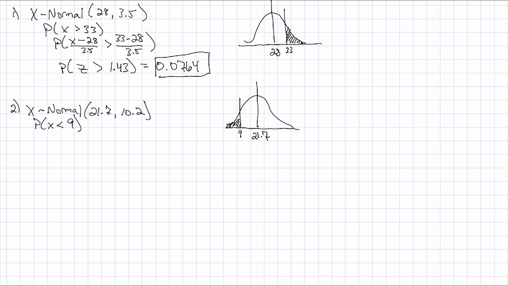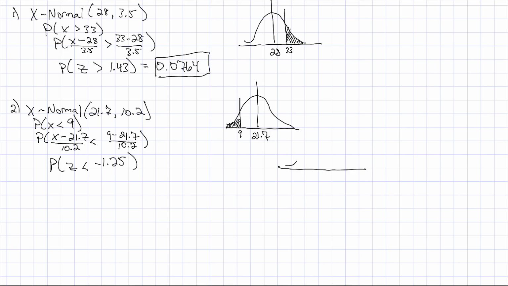Again, our population is normally distributed, so we should convert to a z-score using the mean and the standard deviation of our population. When we do this, I get a z that's less than negative 1.25. Now, our table doesn't have negatives in it. Our table is all positive. But that's okay, because the area under a normal curve is symmetric around the mean. So we are looking for the area to the left of this negative 1.25.